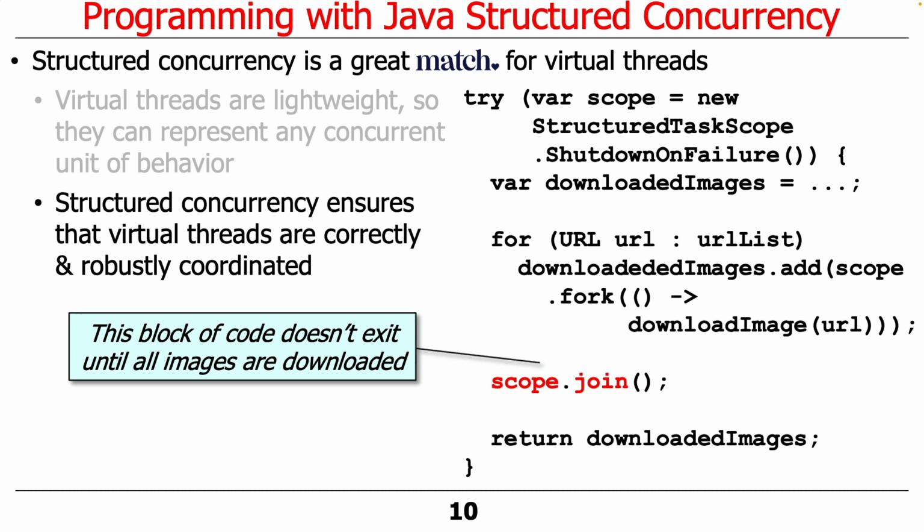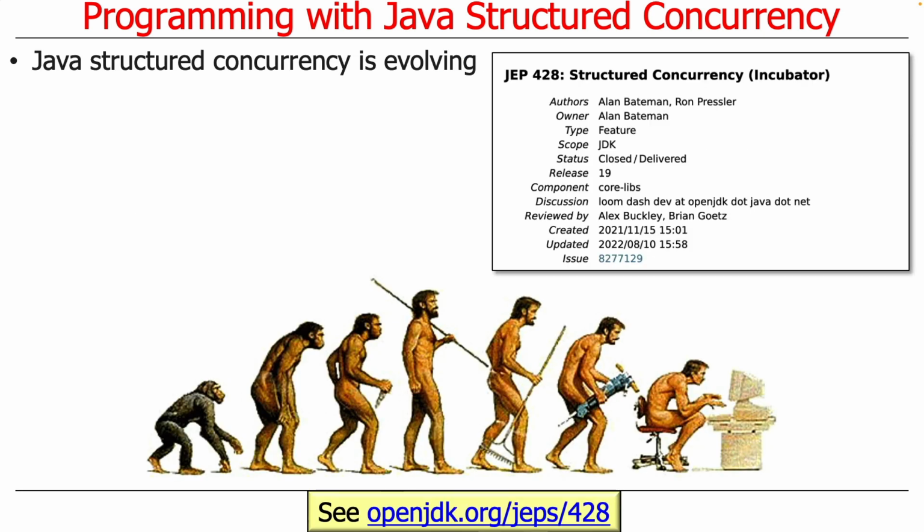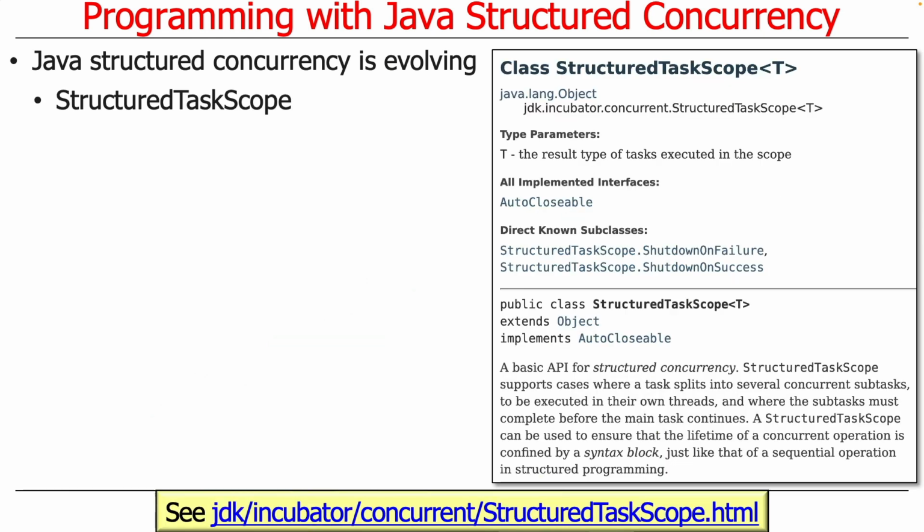The other nice thing is that we can make sure we don't exit the scope until everything's finished, either successfully or if things go wrong. By the time we're done, we can return all the images, and they've been processed in parallel in an embarrassingly parallel way. Interestingly enough, Java structured concurrency is evolving. It's changed over time, it's not what it was a couple of years ago, and it continues to evolve. So let's talk a bit about that.